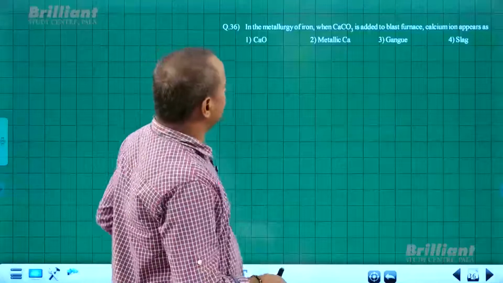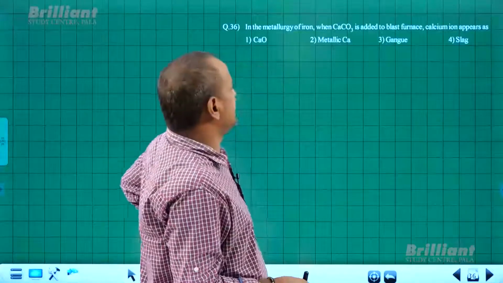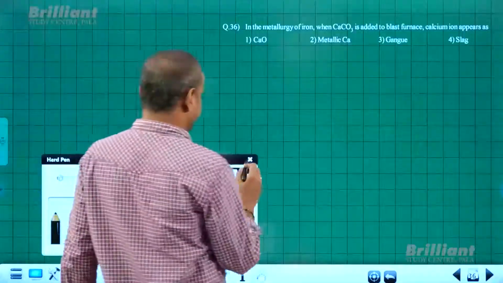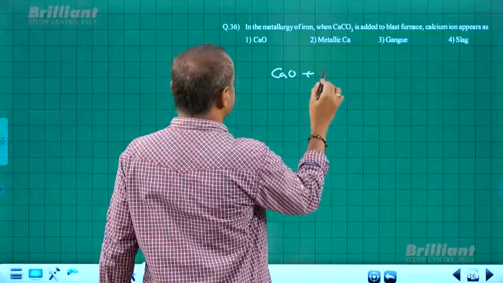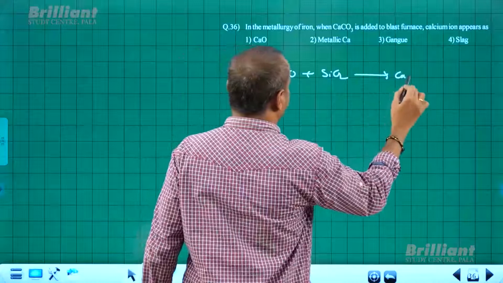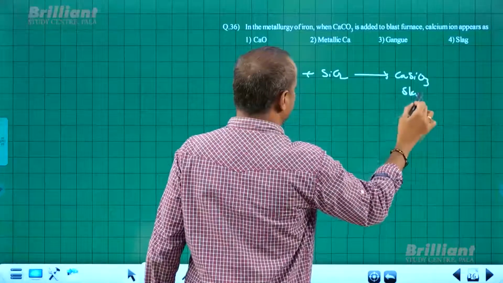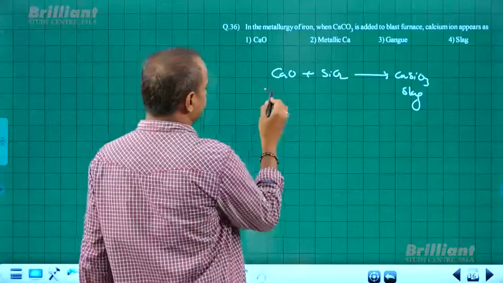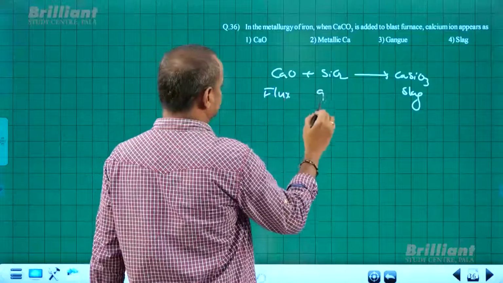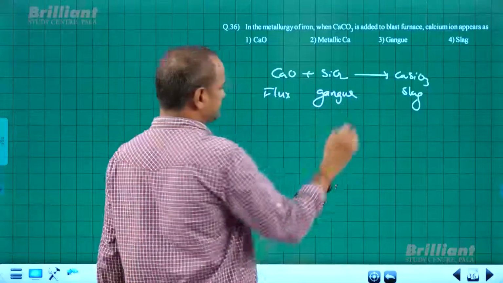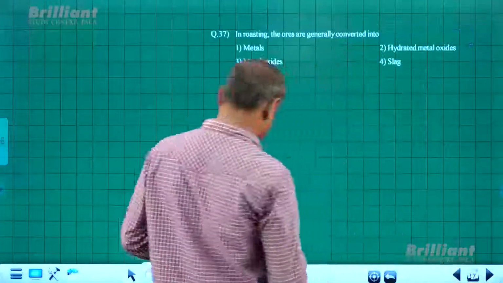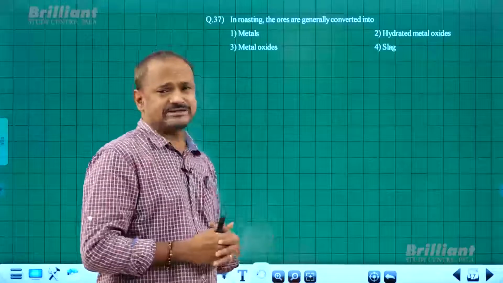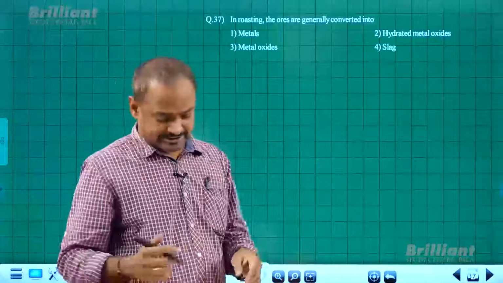In metallurgy of iron, when CaCO3 is added in the blast furnace, calcium appears as slag. Flux plus gangue is equal to slag. CaO plus SiO2 combine to form CaSiO3, which is called slag. This is called flux. In roasting, the ores are heated in the presence of air and decompose into oxides.